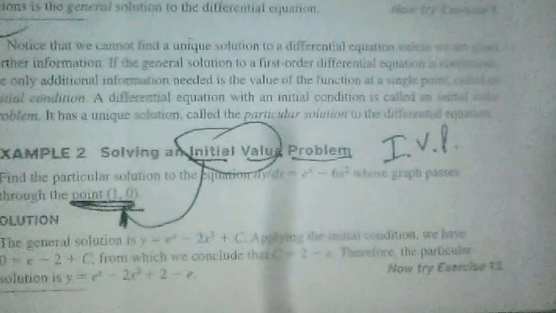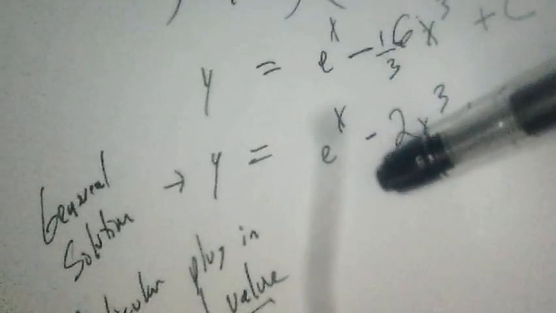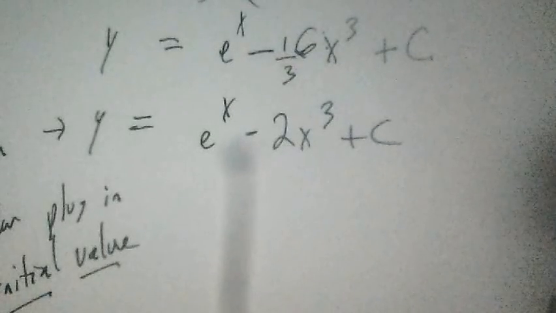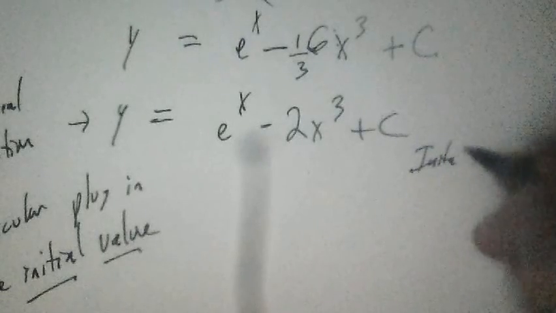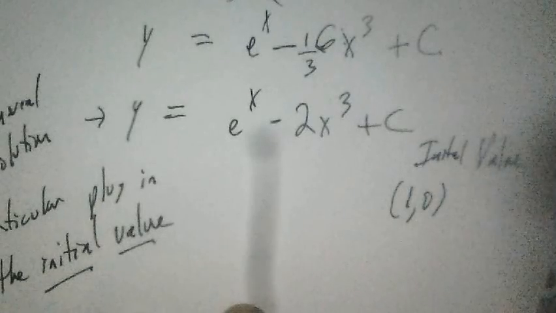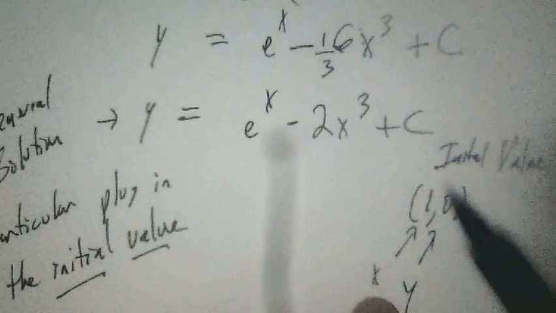So we're going to go back here now, and I know I have my general solution here. I know that my initial value is 1, 0, and what this means is this is x and this is y. So basically you're going to plug 1 in for x and 0 in for y and then solve for c. I'm going to do this down here. So we know that y equals e to the x minus 2x cubed plus c. And we know that x is 1. So e to the 1 minus 2 times 1 cubed plus c. And y is 0. Now all I've got to do is solve for c.